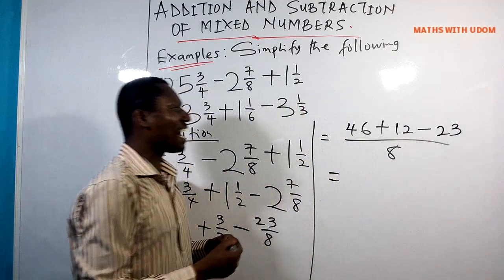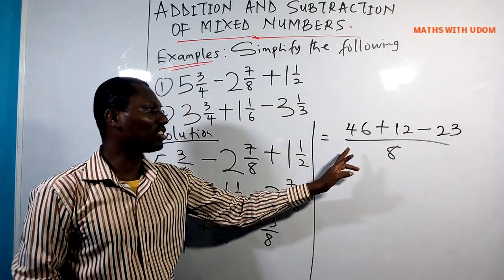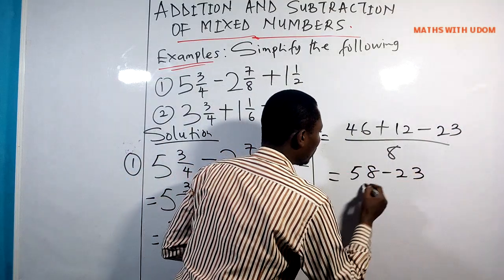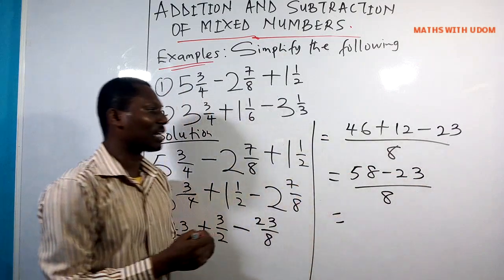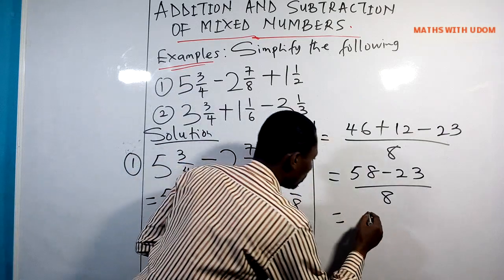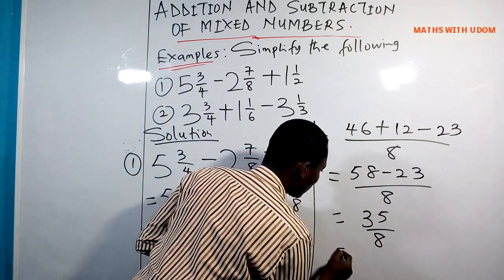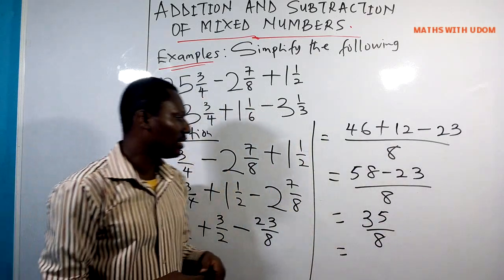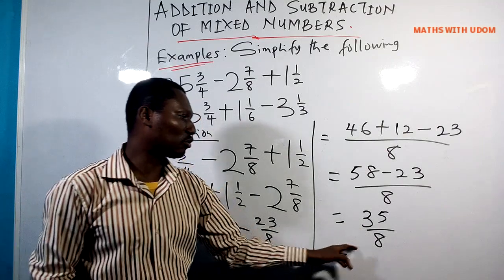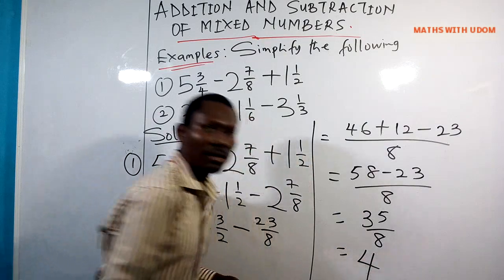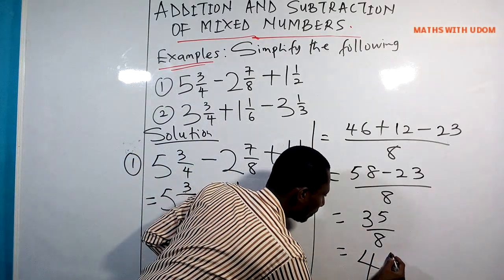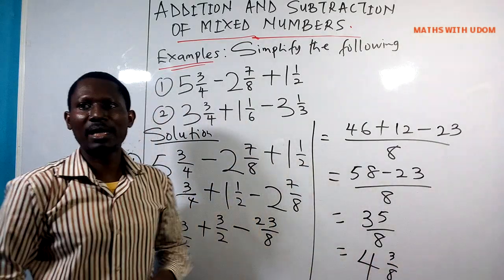So what's the next thing? We add the numerators together. We have 46 plus 12, that will give us 58. 58 take away 23, divided by 8. If we subtract, 58 take away 23, we get 35. So we have 35 divided by 8. Finally, how many 8 are in 35? 8 times 4 is 32. That's 4 whole number, with 3 over 8. So 4 whole number 3 over 8.